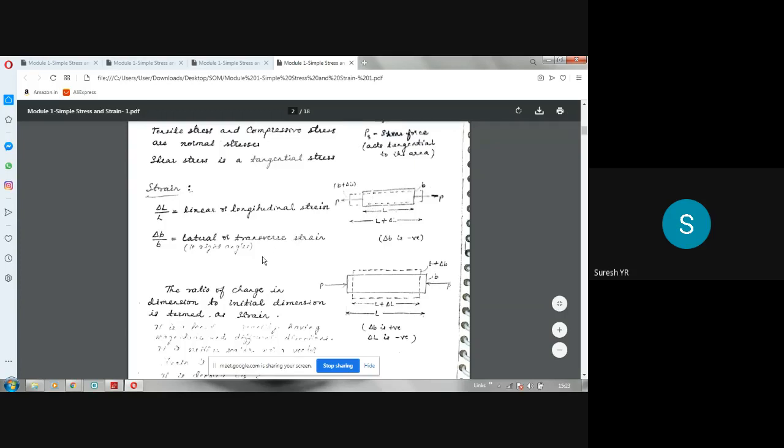So lateral or transverse. As I already told, if it is subjected to tensile force, tensile strain will be there along the linear direction, whereas compressive strain will be there along the lateral direction, because the dimensions in the lateral directions reduce. So maybe diameter or width or thickness. This ratio of change in dimension to initial dimension is known as strain.